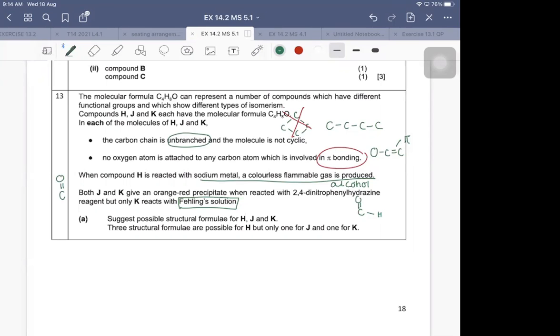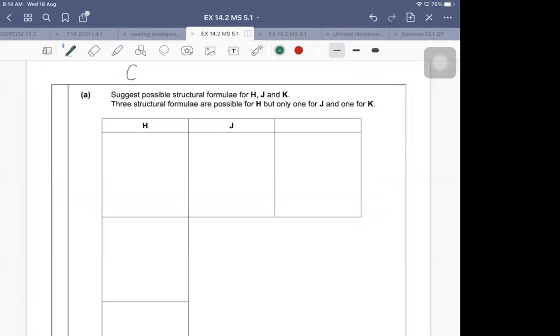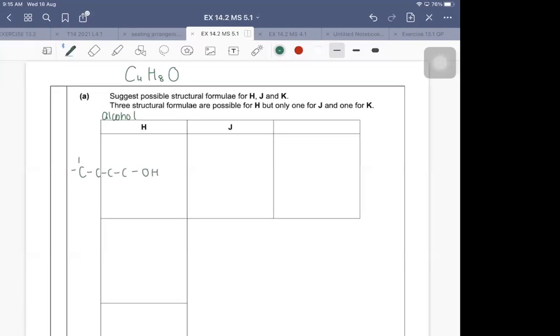Okay, so the formula is C4H8O. Right, so how do we do this? First, H will be an alcohol. If you count the number of hydrogens for a straight chain alcohol, it will not be enough. For example, 1, 2, 3, 4, 5, 6, 7, 8, 9, 10 hydrogens. So that means there's something else. There is a double bond here.